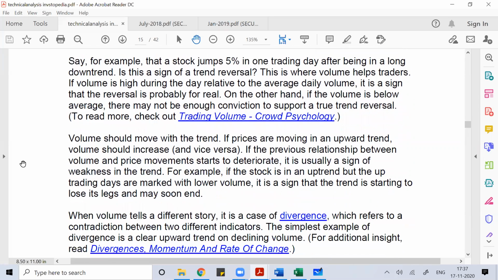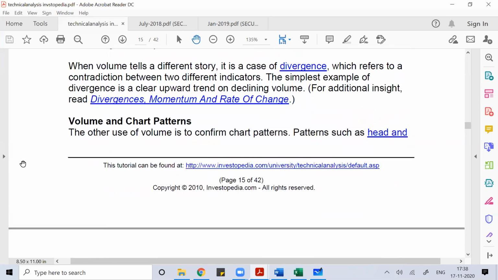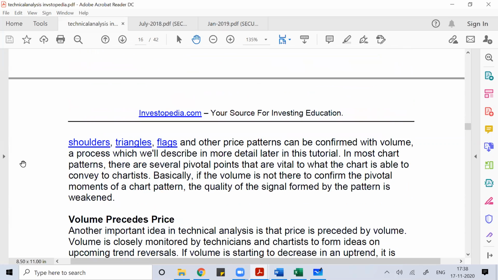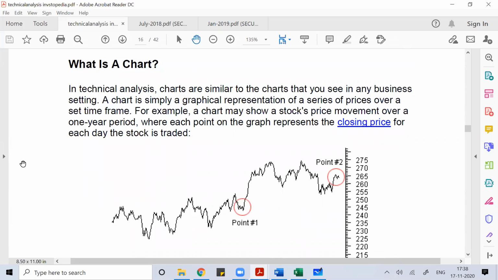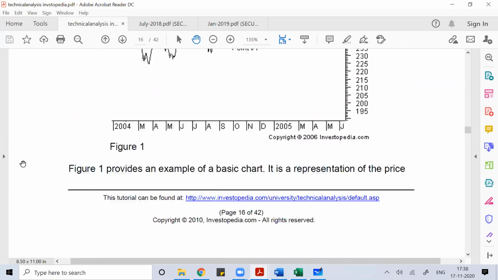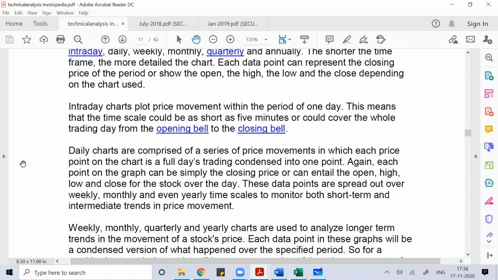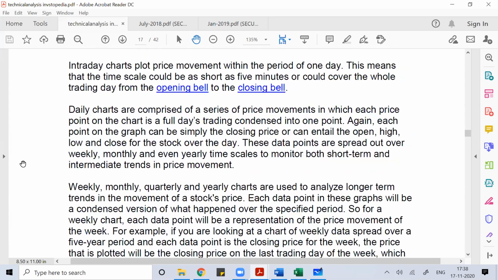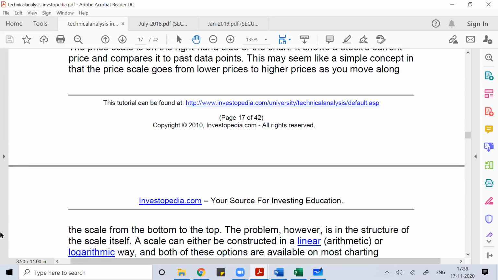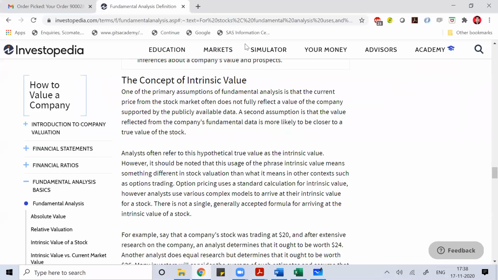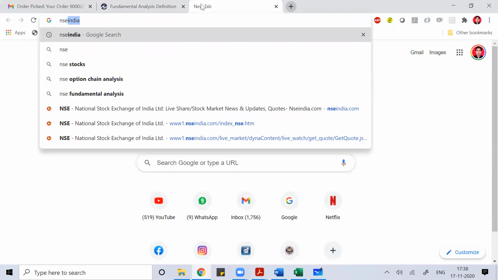Okay, so I hope you are getting the logic. Volume and the chart pattern, all these different charts are there which we can use. You can look into the price of the stock to get the chart. If you are looking for a chart, you can go to nseindia.com.